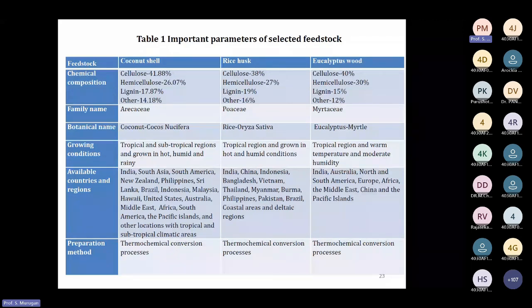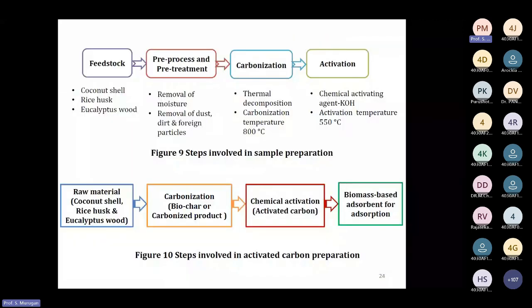Now, what are the steps involved in preparing this activated carbon? For carbon dioxide capture, you need an adsorbent, because here we are focusing on the adsorption method. But some people used absorption, some people used cryogenic capture like that. But we focused on the adsorption process, in which of course we used activated carbon that was obtained from these three principal feedstock like coconut shell, rice husk, and eucalyptus wood.